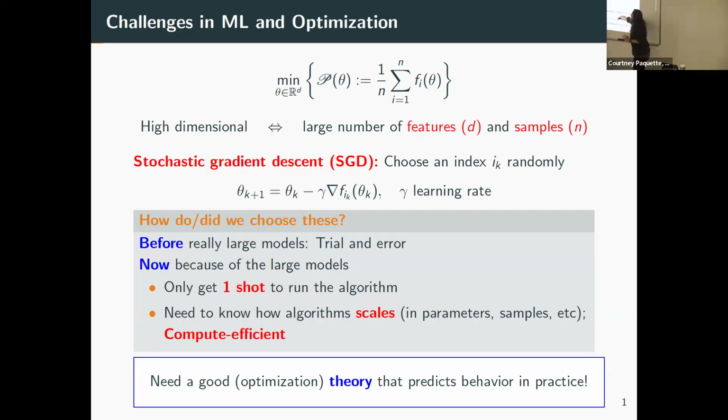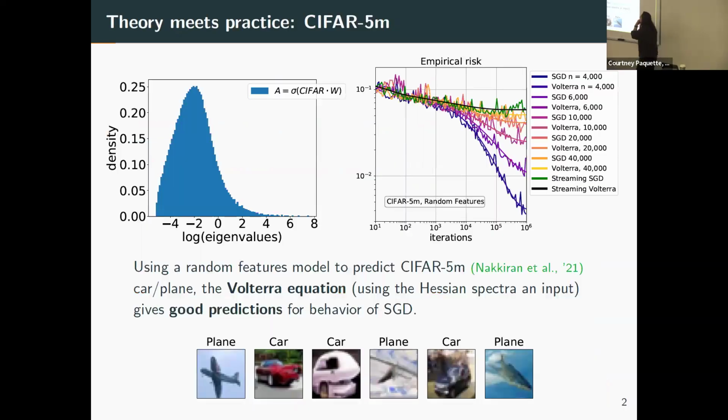And so in some sense, you need to know what people are now calling how algorithms scale. So how do they depend not just on iteration counts, but also on the space itself, the number of parameters. And so we really need a good optimization theory that predicts what we see in practice, because we only get one shot. We have to choose it correctly. How do we do that? So what I've been working on over a long time is a picture I think a lot of you have seen before, which is basically working at how to predict the dynamics of SGD.